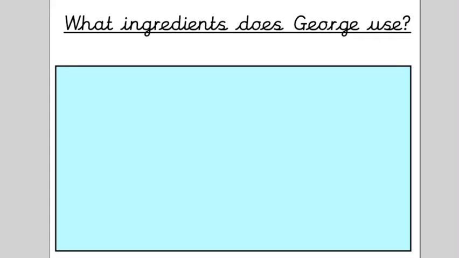A good idea for this is to think, well, what did George use? So I'd like you to pause this video now and just use your memory, think in your head about what ingredients George used. Okay, brilliant. He used so many ingredients, and here are just 4 of them.